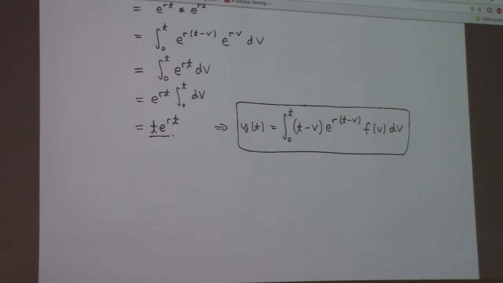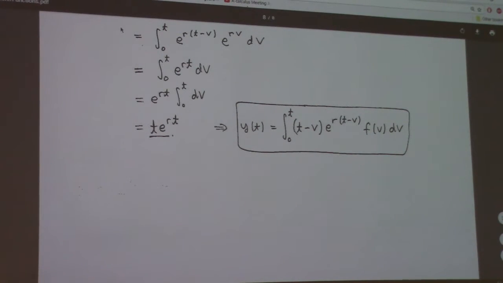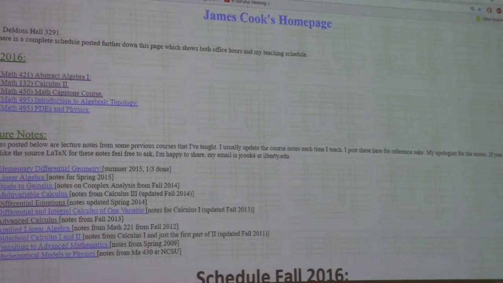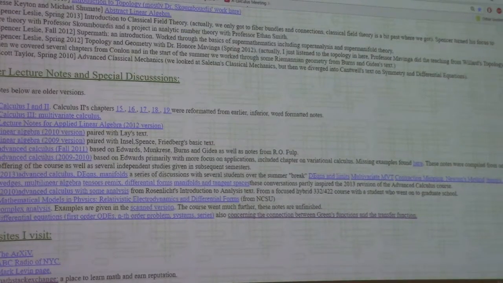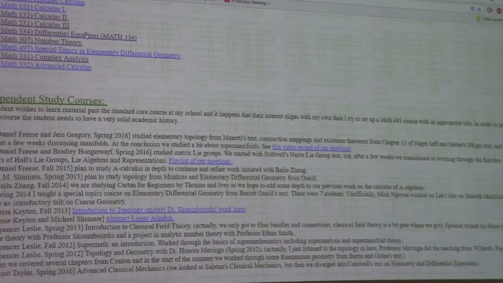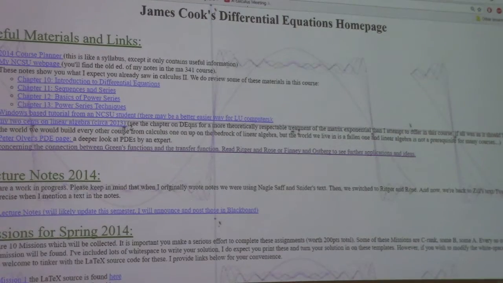Let me just show you where this came from. This is on my website, so I don't have to send you an annoying announcement. If you go to my main website, concerning the connection between Green's functions and the transfer functions, it's right there. See that? It's just down under the schedule. I have older lecture notes and special discussions. I think I might also have a copy in the course page. Let me look for a second here. Oh yeah, right there. See? It's at the top of the useful material and links.